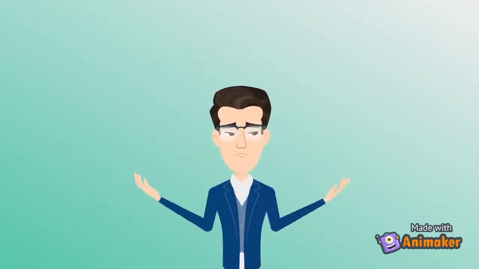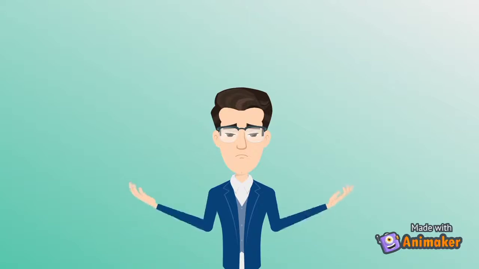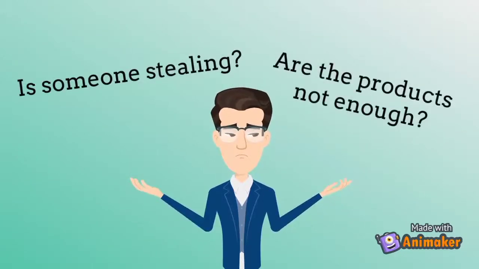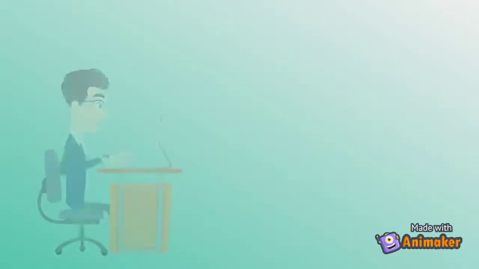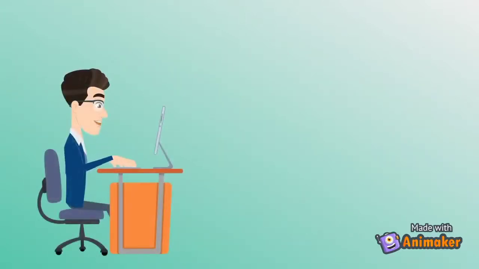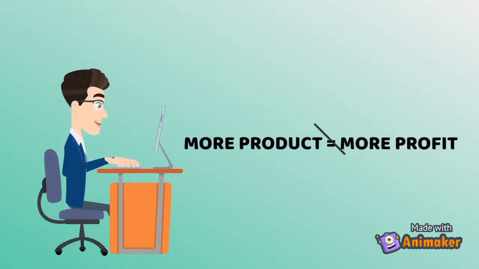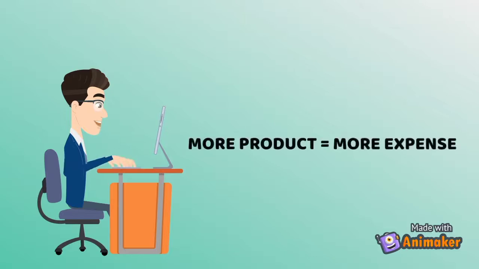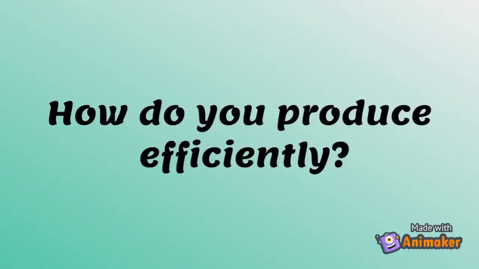You ask, what could possibly have gone wrong? Is someone stealing, or are the outputs you produce still inadequate? Until you've done your research and found out that producing more output does not immediately equate to more profit, because as you produce more, you also incur more costs. The question is, how do you produce efficiently?